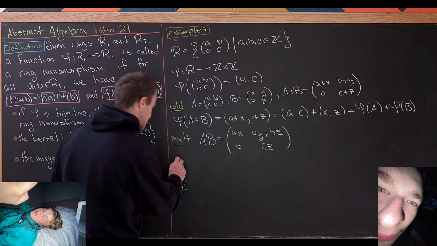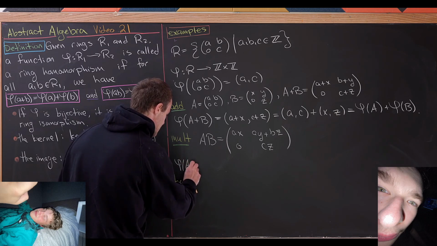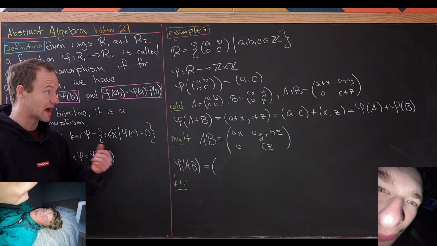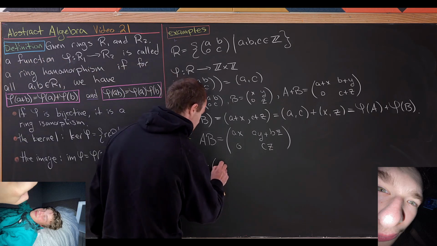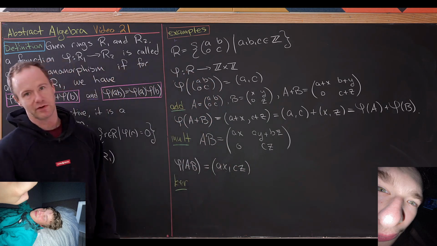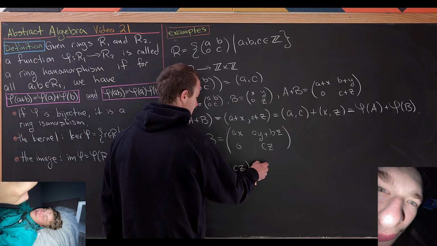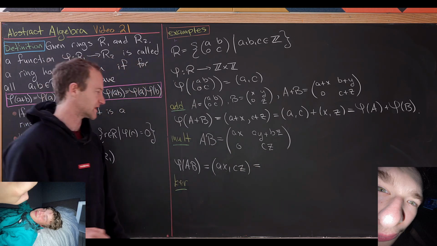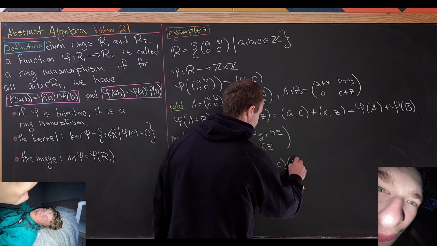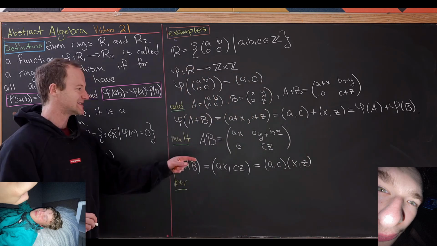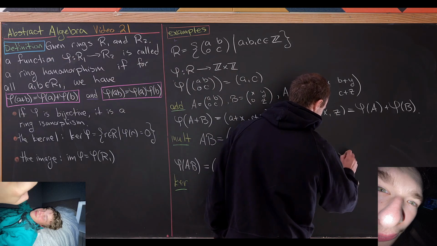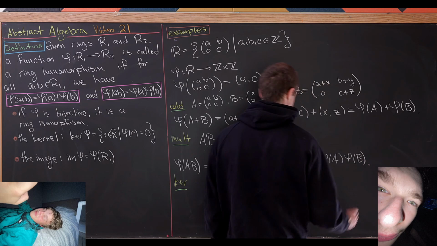Okay, but now let's notice that phi of AB will be equal to, well, all we have to do is take out the diagonal entries. So that'll be ax, cz, based off what capital A, capital B is. Oh, but then here we've got component-wise multiplication. So this will be a comma c times x comma z. But that's exactly phi of A and phi of B. So this is phi of A and then phi of B. Great.